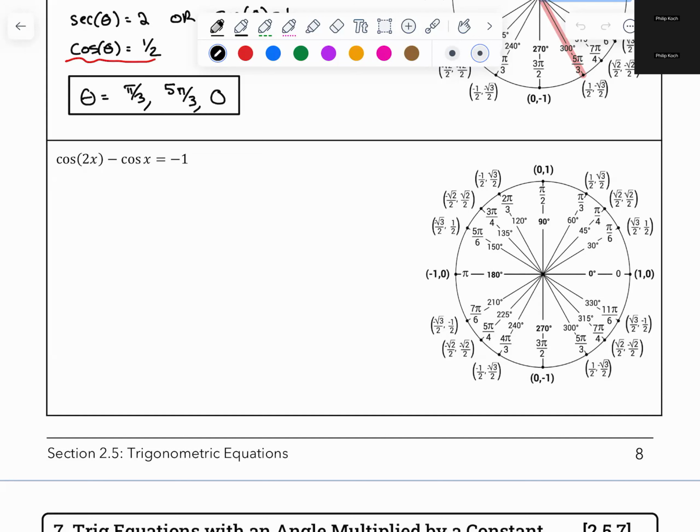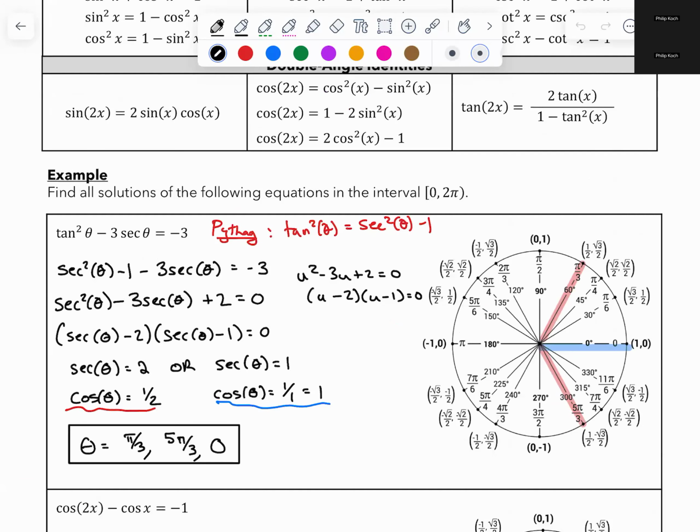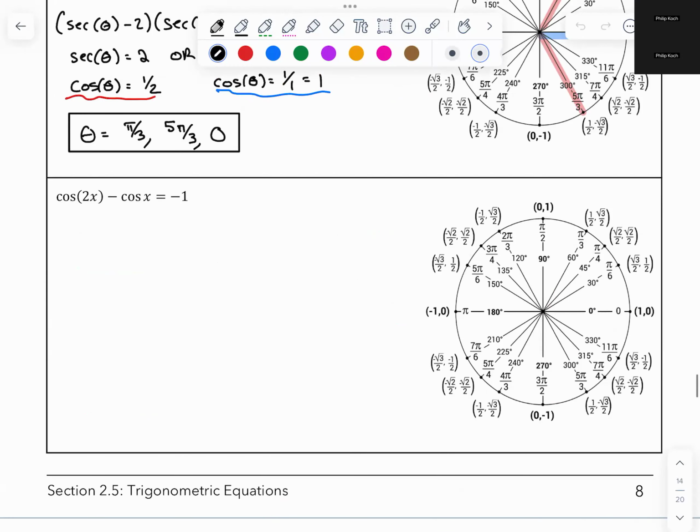But we were working on solving trigonometric equations using Pythagorean identities. So, where were we? There it is. So cosine of 2x minus cosine of x equals -1.